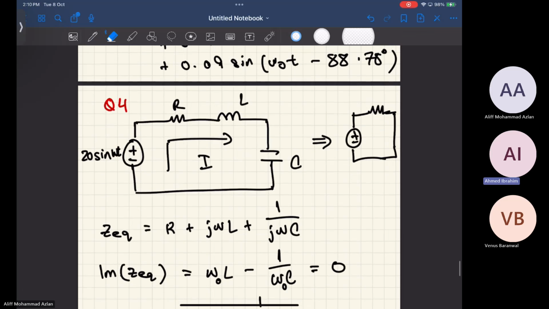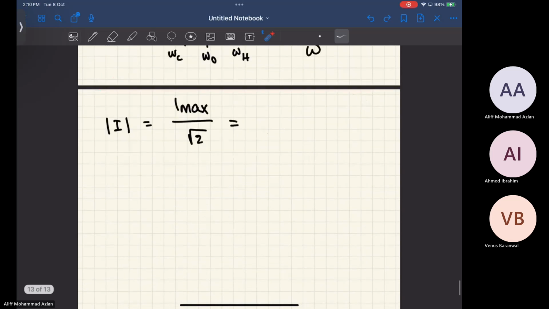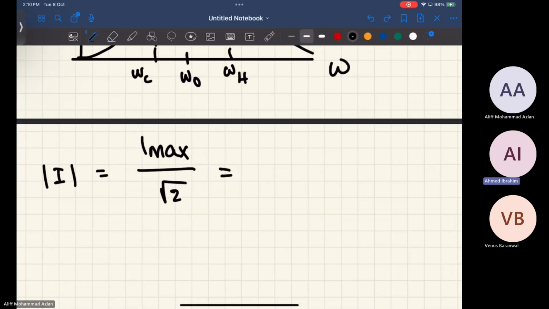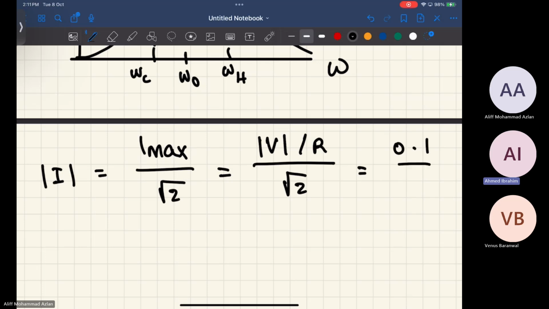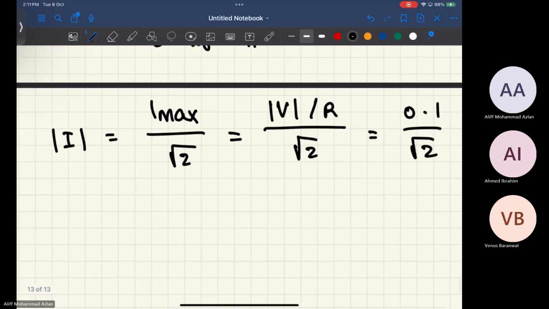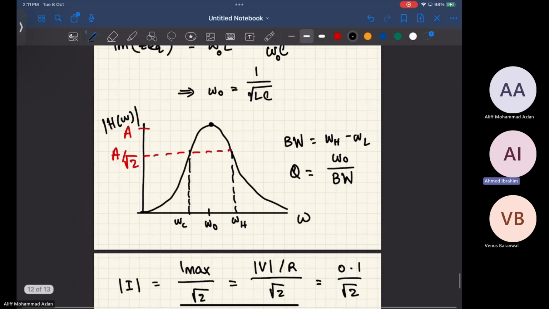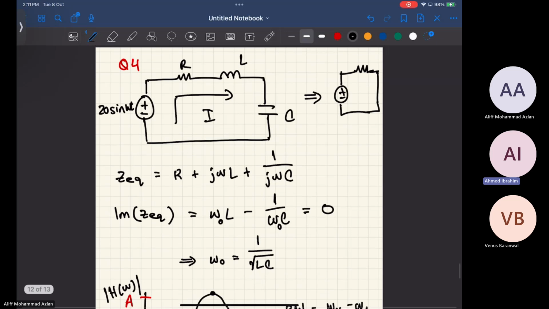So essentially when we have this circuit over here, the maximum current is just the voltage divided by the resistance. So that is equal to the magnitude of V divided by R, divided by root 2. And that gives us 0.1 over root 2. So we want the magnitude of this current to be equal to 0.1 over root 2.